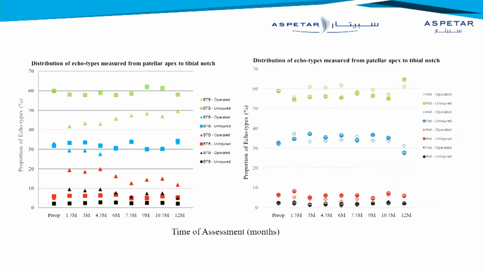So here you see just a picture showing how it goes throughout time. You do have an increment in ecotype 2 for the increment in ecotype 1 over time for the BTB operated leg, while you have a reduction of ecotype 3, mostly the 3. The 4, the black one, kind of stays steady.